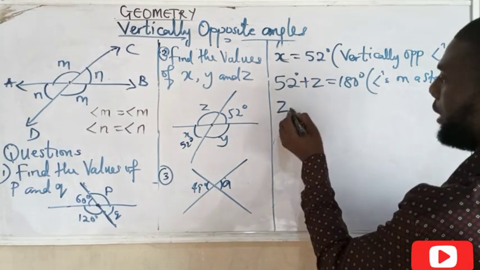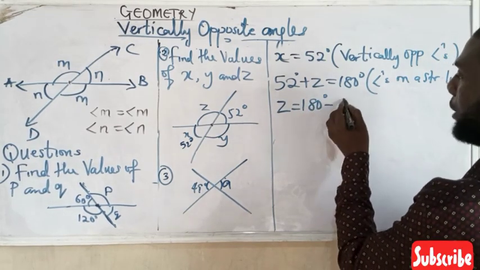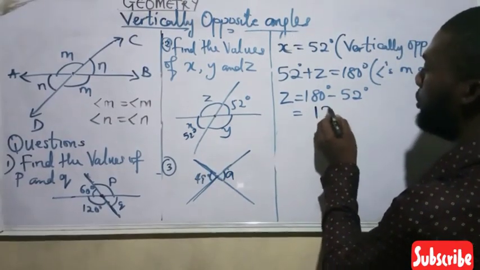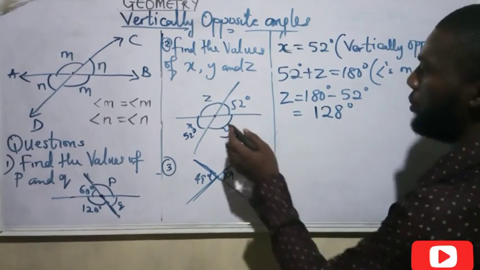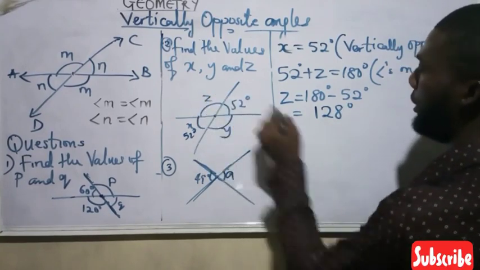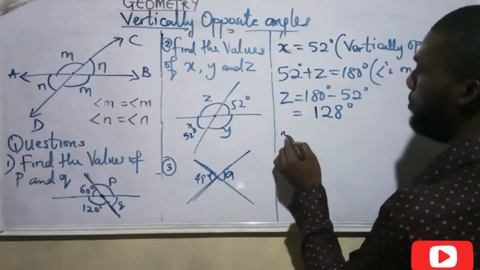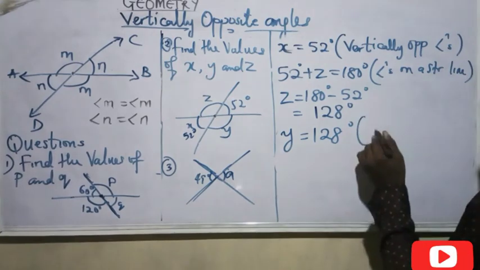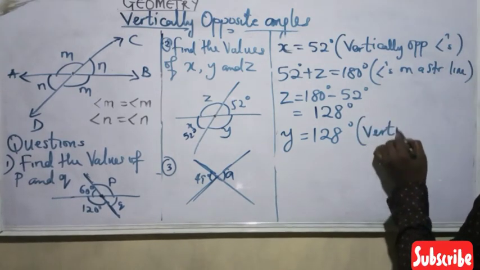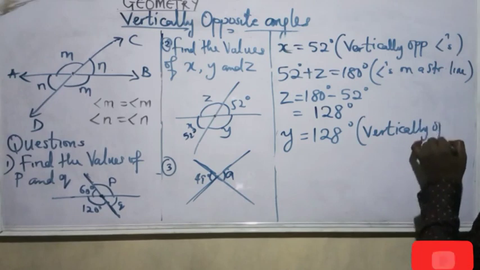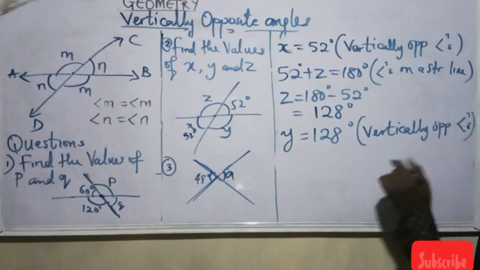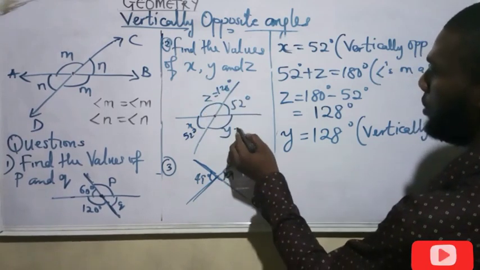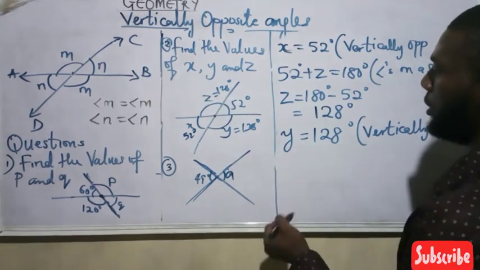So we have z equals 180 degrees minus 52. 180 minus 52 equals 128 degrees. So since my z is 128 degrees, then automatically my y will be what? 128 degrees. Reason, vertically opposite angles. So if my z equals 128 degrees, automatically my y will be 128 degrees.